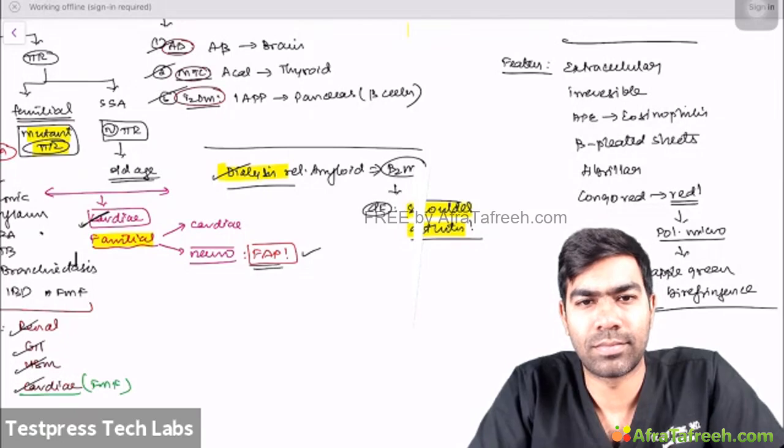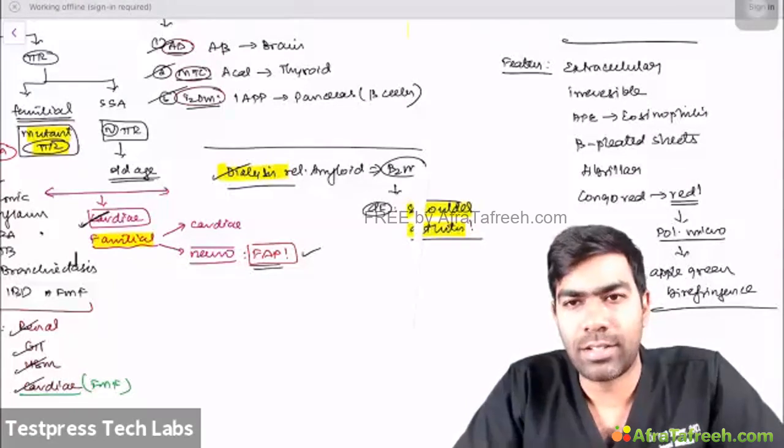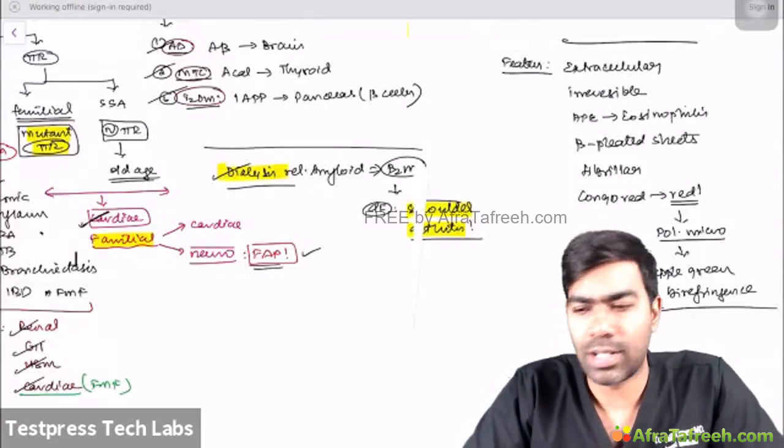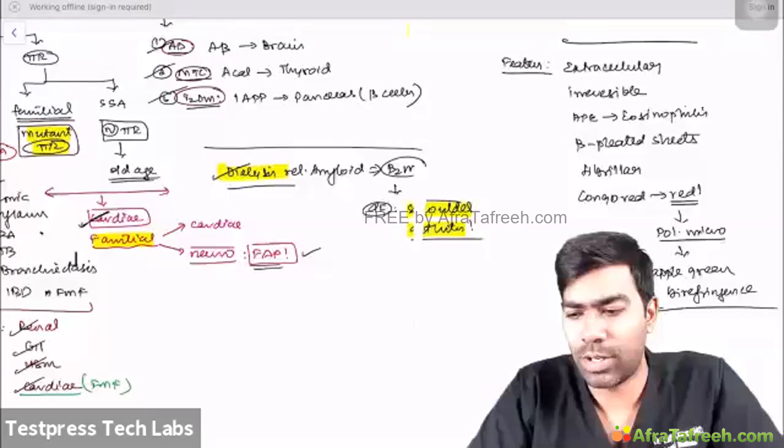Okay. Nothing else. Nobody's telling anything else. Okay. So these are the characteristic features of amyloid.